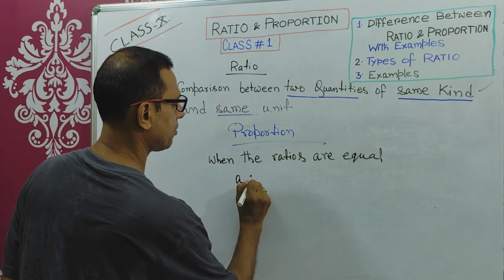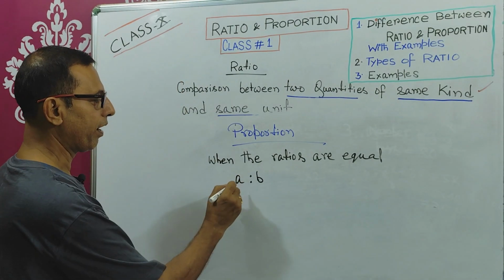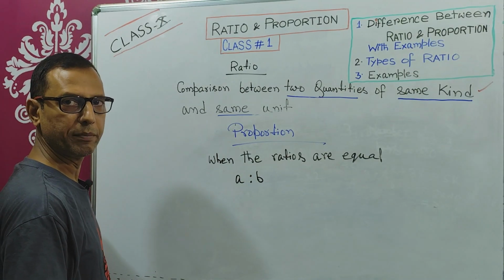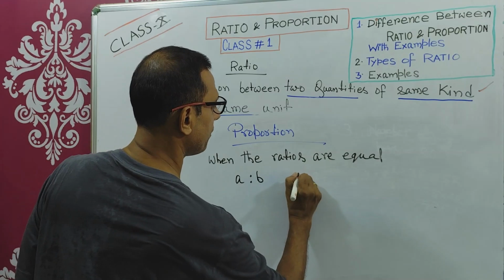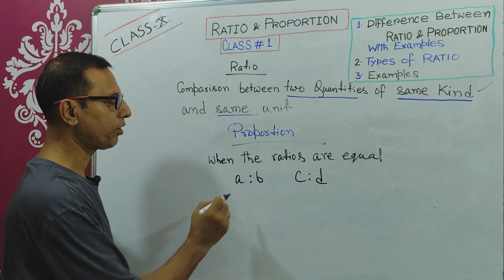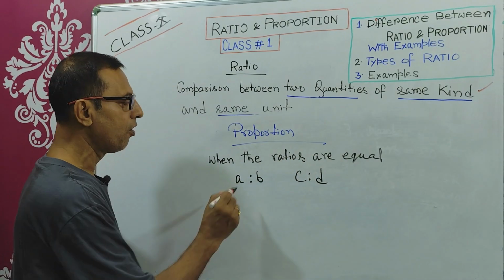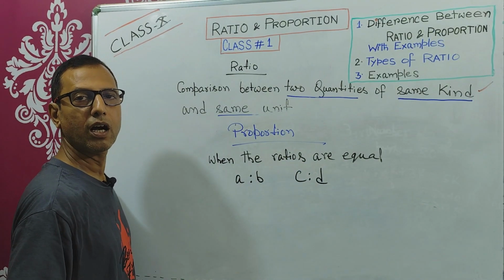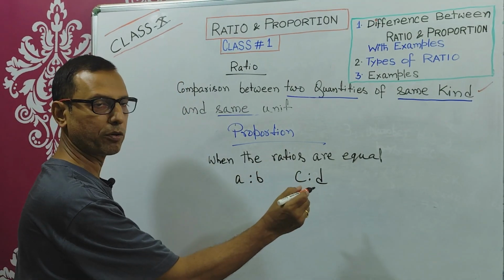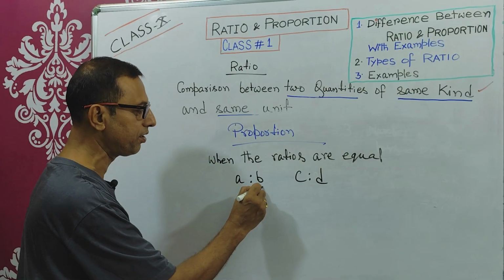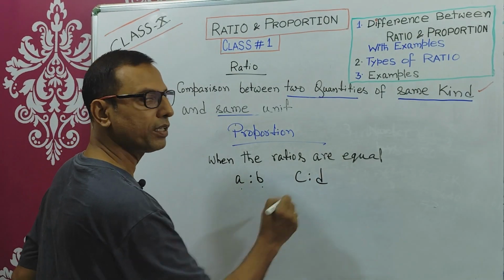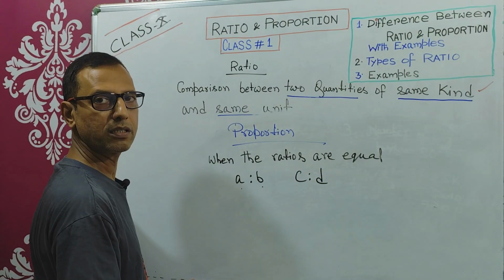Let's say A is to B. One ratio is given where A and B are of the same kind and the same unit. Another ratio is given, C is to D, where C and D are also the same. Not necessarily all four entities A, B, C, D have to be of the same kind and same unit. A and B have to be the same kind and same unit because it's a ratio. C and D are also of the same kind and same unit.